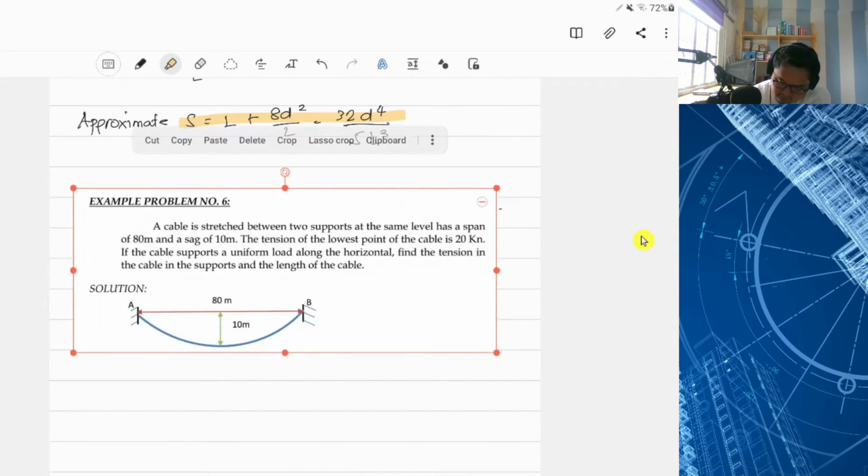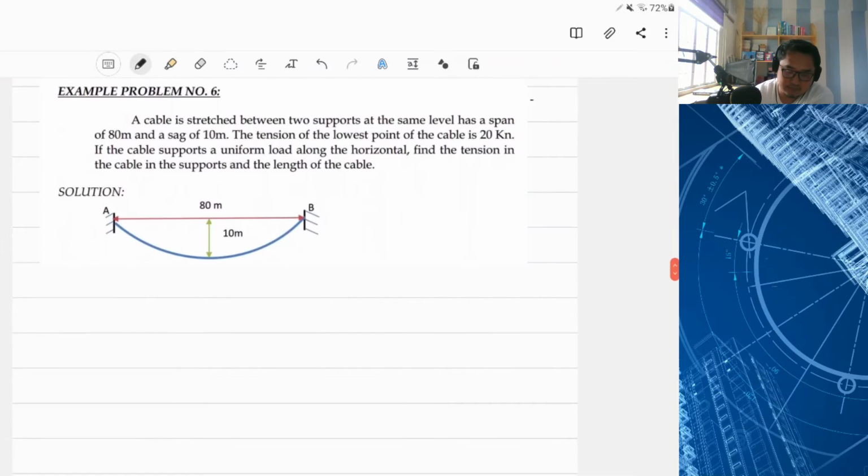So this is taken from our LP. Example problem number 6. A cable is stretched between two supports at the same level, has a span of 80 and a sag of 10 meters. The tension at the lowest point of the cable is 20 kilonewton.